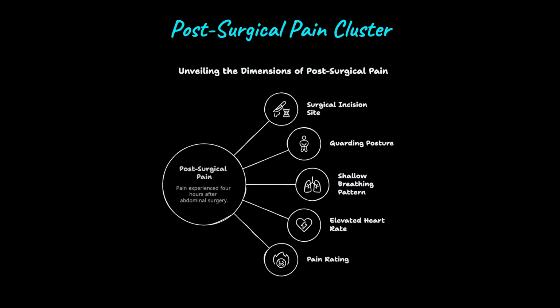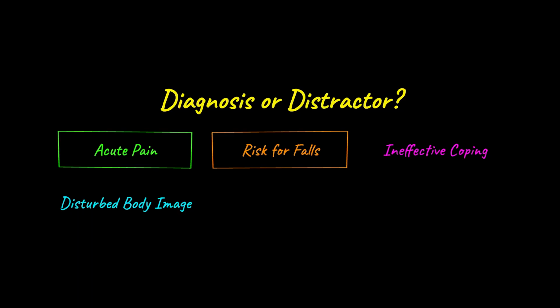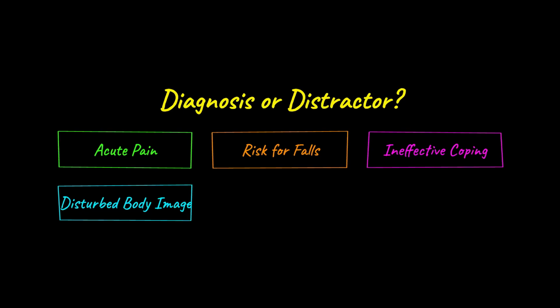Picture a patient guarding the abdomen, breathing shallowly, and rating pain 8 out of 10 near the incision. Each sign traces back to the same source, the surgical wound, which is exactly why the cues fit one diagnosis instead of several. Exam writers love tempting you with related but unsupported diagnoses. Risk for falls needs fall cues. Ineffective coping needs statements about fear or anger. And disturbed body image needs comments about appearance. And none of those cues appear here, so acute pain remains the only label the entire cluster supports.